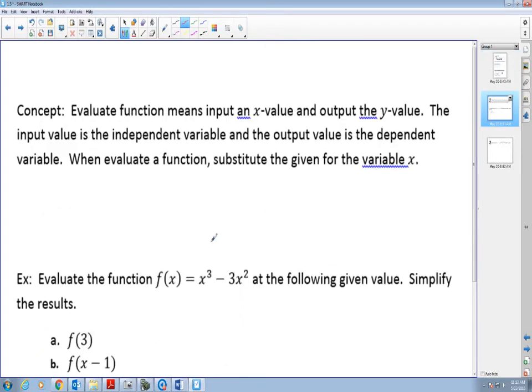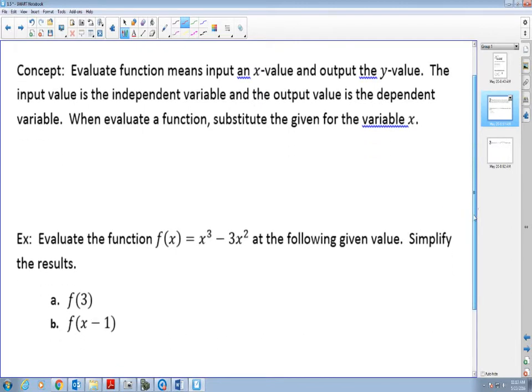Now, to evaluate a function, a lot of times it simply means we will input an x value and output a y value. The input value will be the independent variable. The output value will be the dependent variable. So when we normally evaluate functions, what we're really trying to do is substitute an x value so we can find the y value. Now we don't always have to substitute particular numbers. We can actually substitute variables and such.